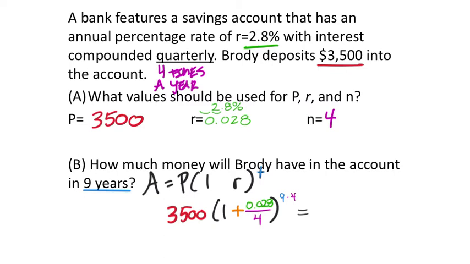All right, so part by part, let's do the addition first because I have to do the order of operations. So 1 plus 0.028 divided by 4. This gave me 1.007. Then by the order of operations, I'd do that to the power of 9 times 4, which is 36. So that's to the power of 36, enter, and it gave me this really ugly decimal, 1.285467023. There's more to it, but the calculator's just not showing it.